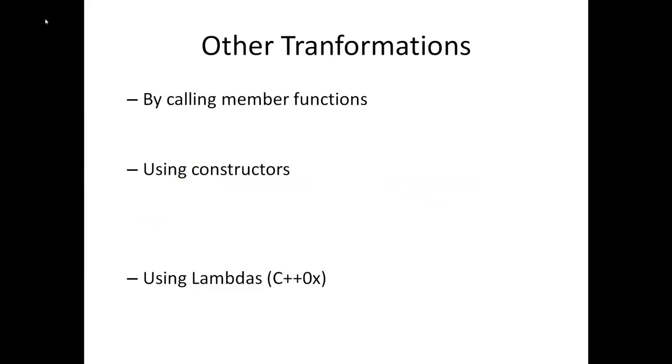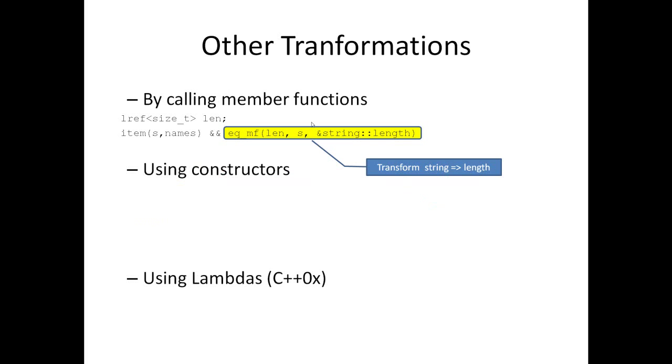Transforming objects from one type to another is generally useful even outside the context of query expressions. And here are a few examples of transformations just to get a feel for them. In this first example, I'm transforming a string to a length of the string using the EQ_MF relation in order to invoke the length member function on the string class.